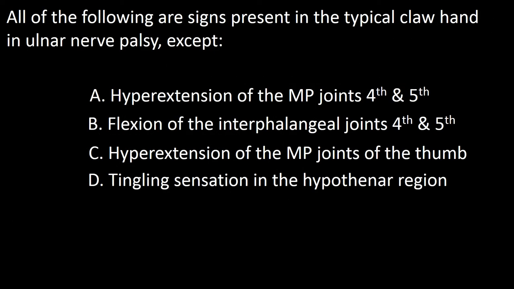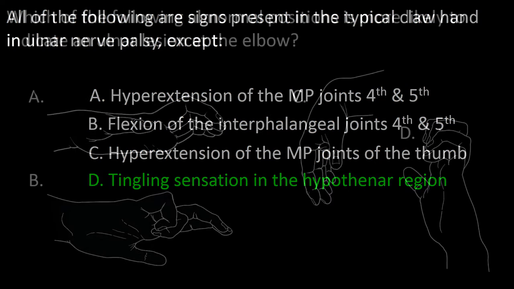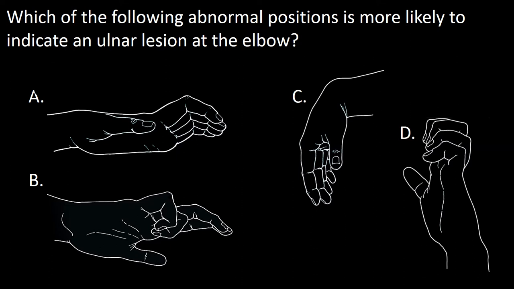So the answer to this question is D. Next question. Which of the following abnormal positions is more likely to indicate an ulnar lesion at the elbow? Please take a look at this frame and decide whether it's A, B, C, or D.